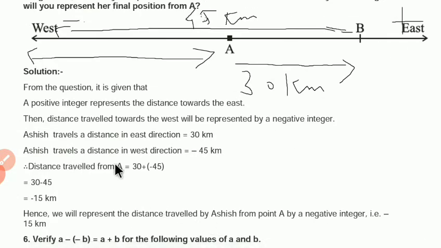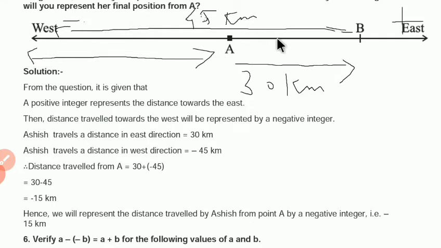So distance traveled from A, the distance traveled by Ashish from A to west, we have to find this. So how can we find? 30 plus (minus 45). Why have we written it in bracket? Because it is given in minus sign. So 30 plus into minus, minus: 30 minus 45. Again plus minus, minus. So 45 minus 30, 15. And we have to put the sign according to the bigger number. And the bigger number's sign is minus. So minus 15 kilometer. Here we have to find the distance from A to west.